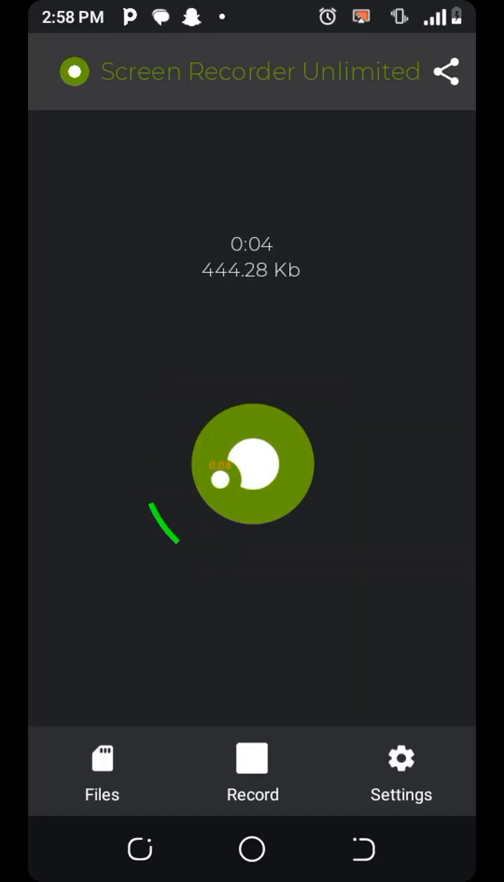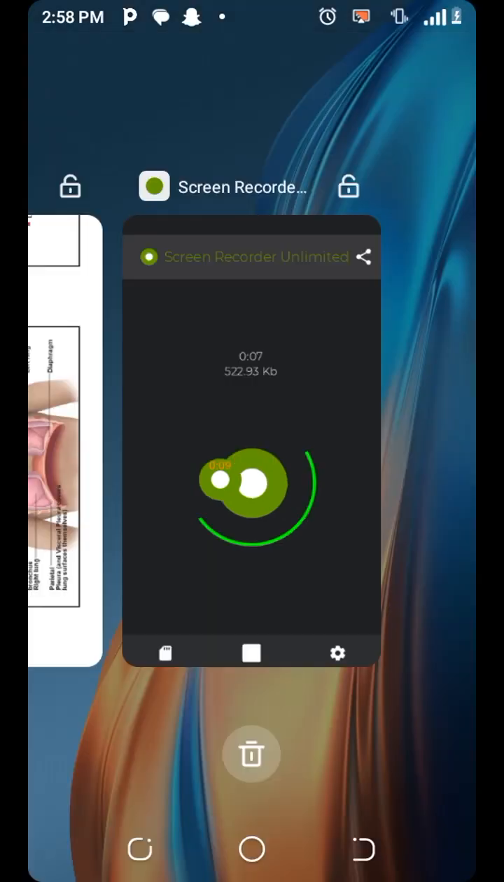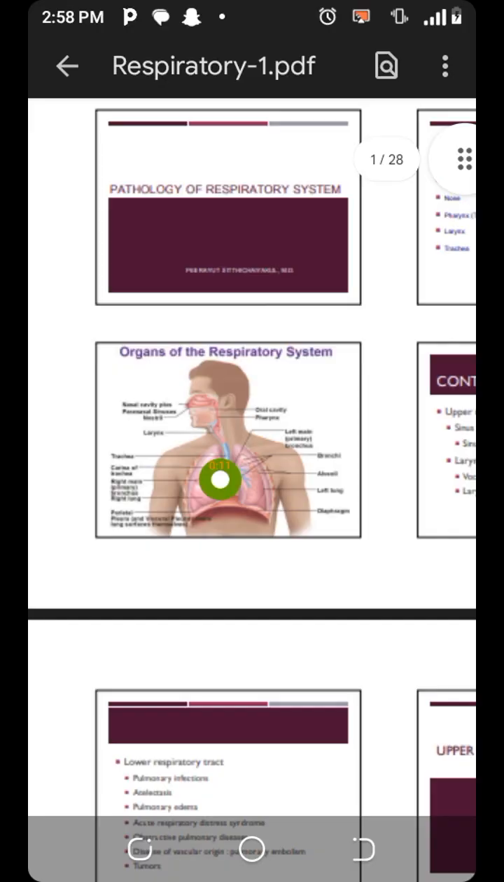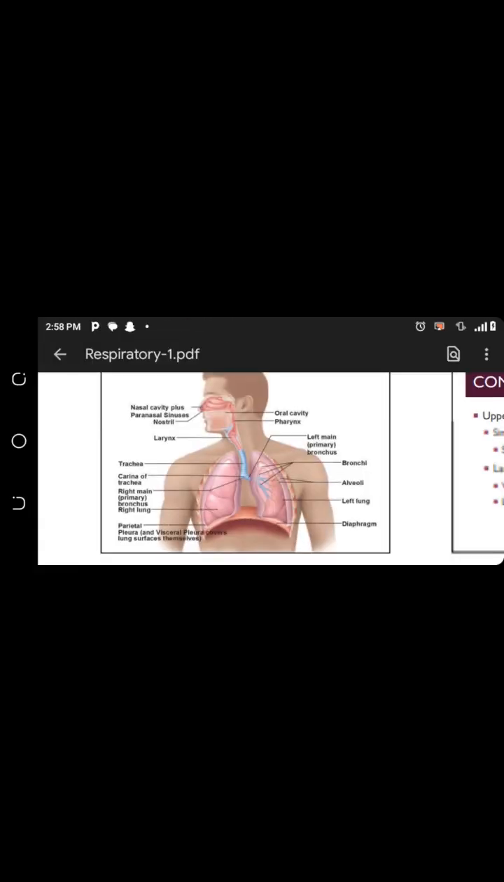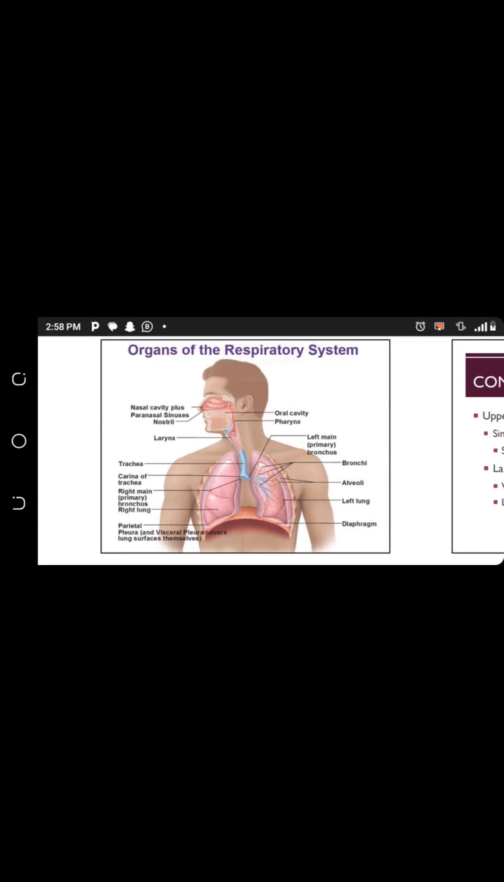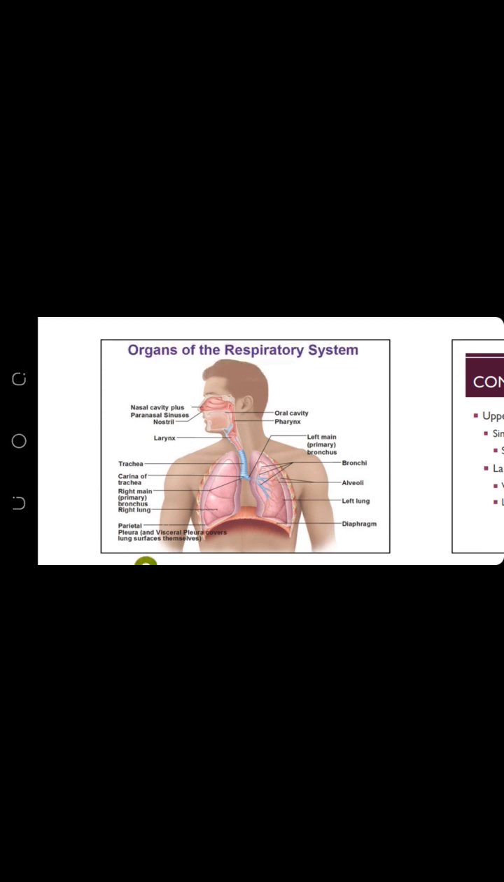Alright, so welcome to another segment where we'll be looking at the pathology of the respiratory system. To start with, we'll look at the organs of the respiratory system.